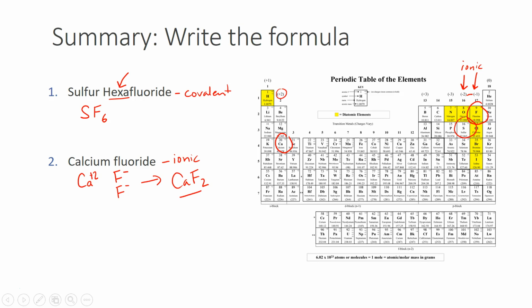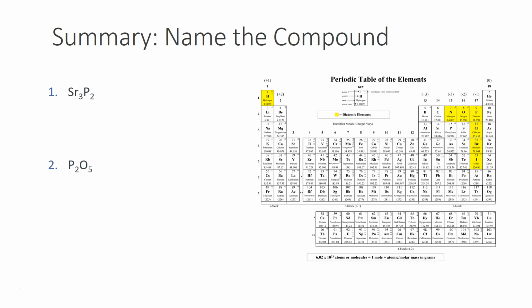Last slide, we're going to try to name some compounds now. Let's follow the same procedure. So first step, let's identify what kind of a compound it is. This is Sr3P2. So we'll find strontium right here. It's a metal. P is phosphorus. That is a nonmetal. So metal plus nonmetal means we have an ionic compound.